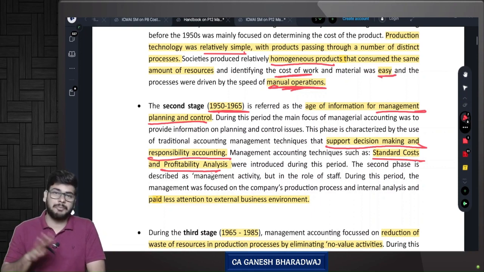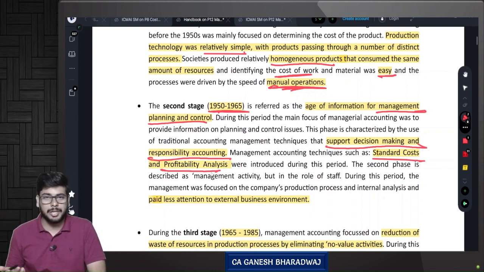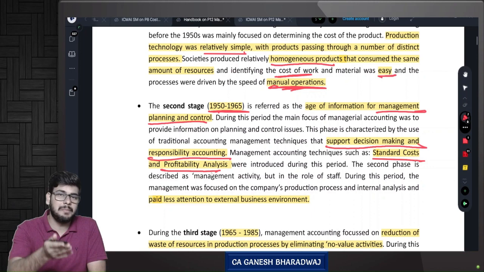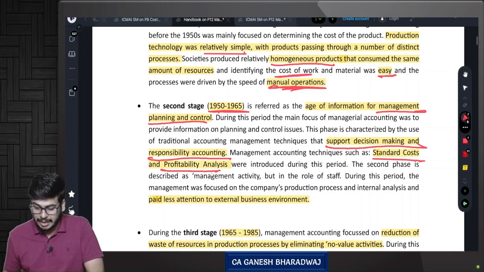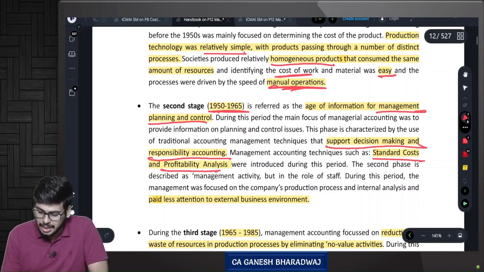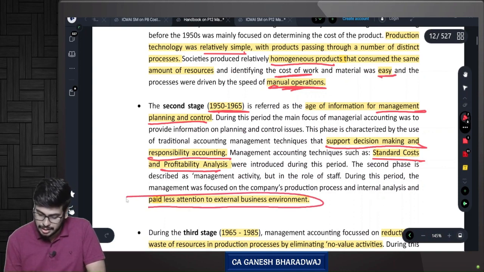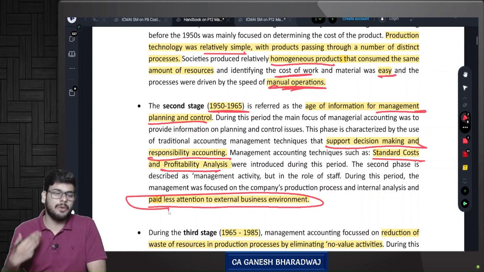If instead of product A, you produce product B, this will be the profit. So product-wise profitability, or it can even be location-wise profitability. Branch A, branch B. I want to open a new branch. If I keep it in location A, this will be the profit. If I keep it in location B, something else will be the profit. Which is better? So all these things were introduced in the second stage, between 1950 and 1965. And here they paid less attention to the external business environment. That's how it evolved.